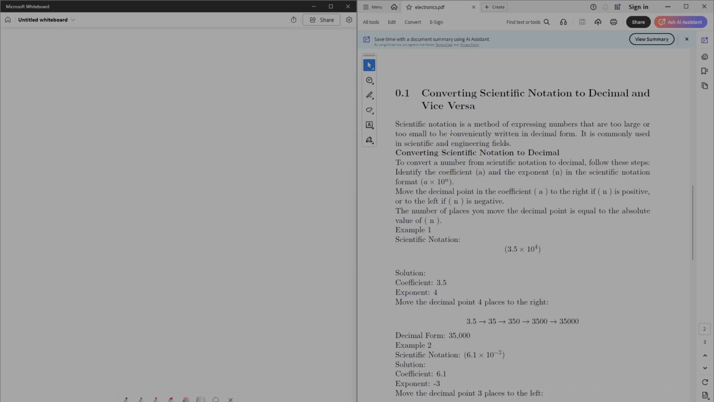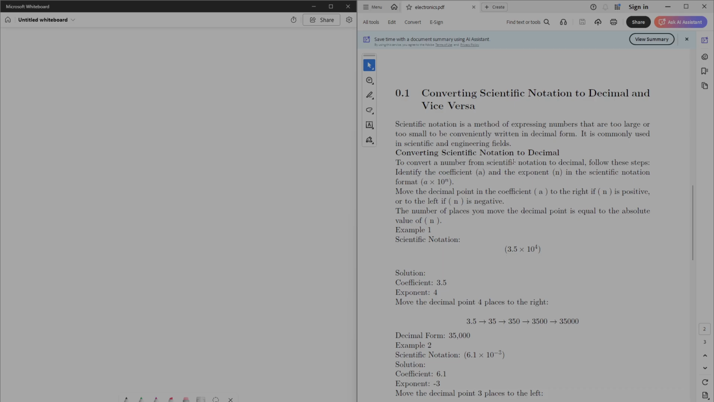So scientific notation is a method of expressing numbers that are too large or too small to be conveniently written in decimal form. It is commonly used in scientific and engineering fields. So first we're going to convert scientific notation to decimal.